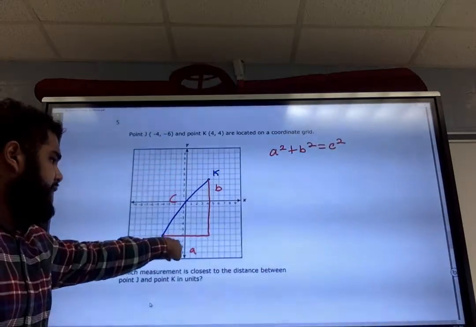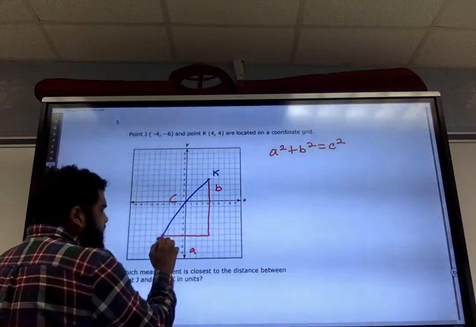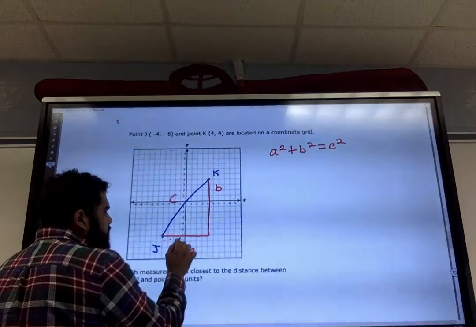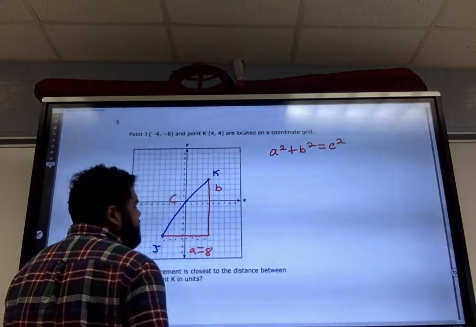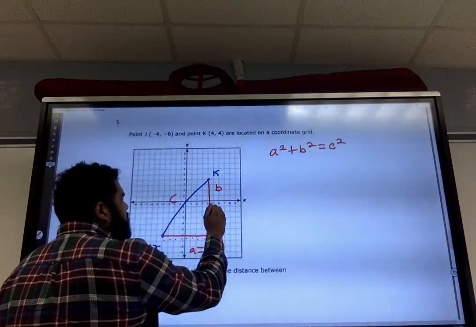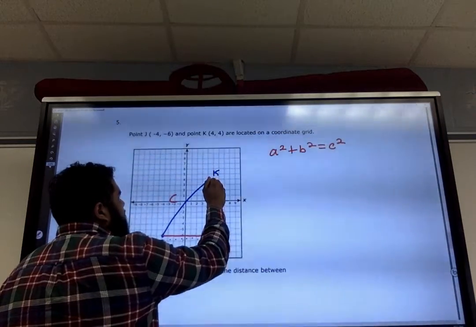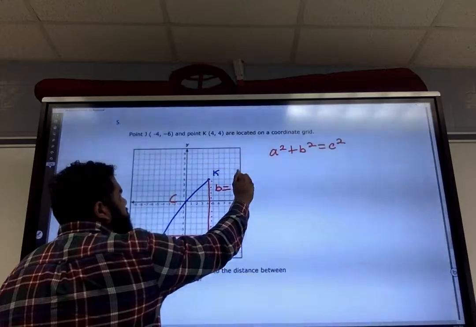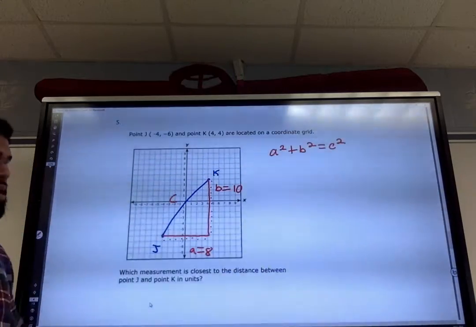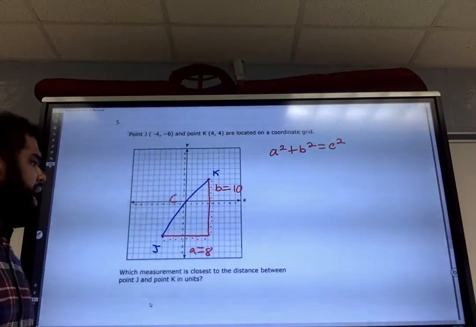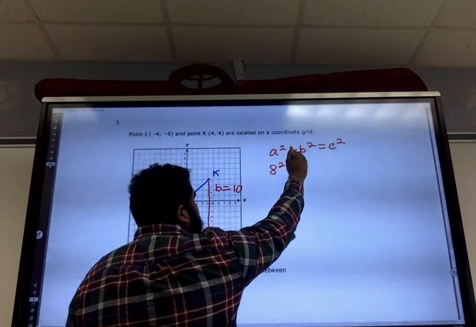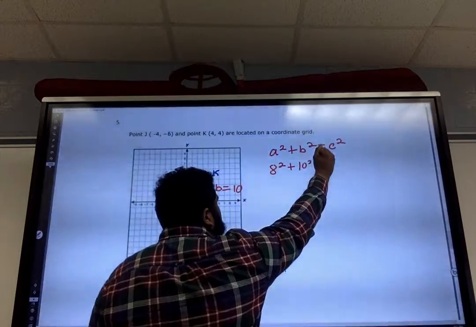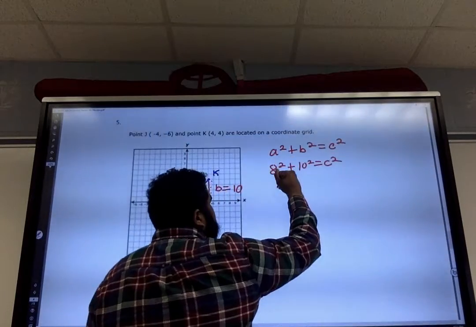My value for A is right here. How long is that? I just count. 1, 2, 3, 4, 5, 6, 7, and 8. So this is 8. And then 1, 2, 3, 4, 5, 6, 7, 8, 9, 10. So B equals 10. So now I have my values. A is 8 and B is 10. So 8 squared plus 10 squared equals C squared.